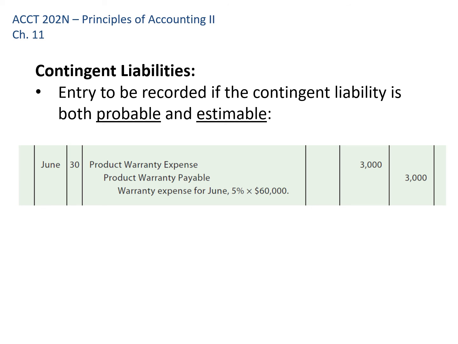So in the case where it is probable and we are able to estimate the amount, in that period we're going to record an expense, and in this case we're doing the warranty like I mentioned as an example. So we'll record warranty expense and a warranty payable this year. Now later when we pay a claim, we'll just be paying off that liability. We won't be recognizing a further expense, say, in the next year.